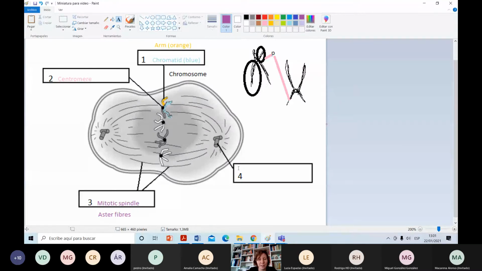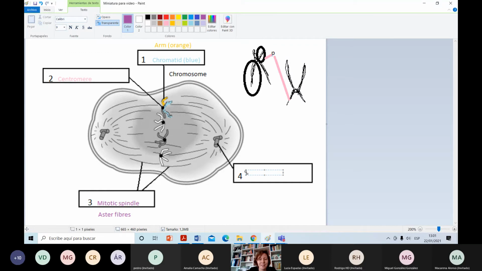Chromosome. Number 4. Chromosome was this structure. This is... Venga, que voy. ¿Me estás viendo? Centrosome. Okay, centrosome that is made of 2 centrioles. Okay, made up of 2 centrioles and the aster fiber, the centrosome.